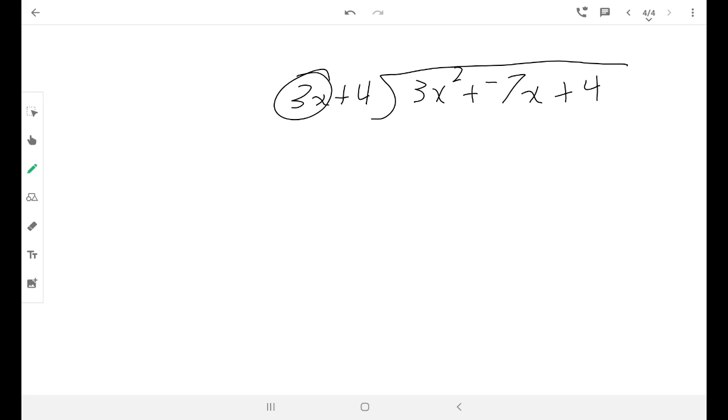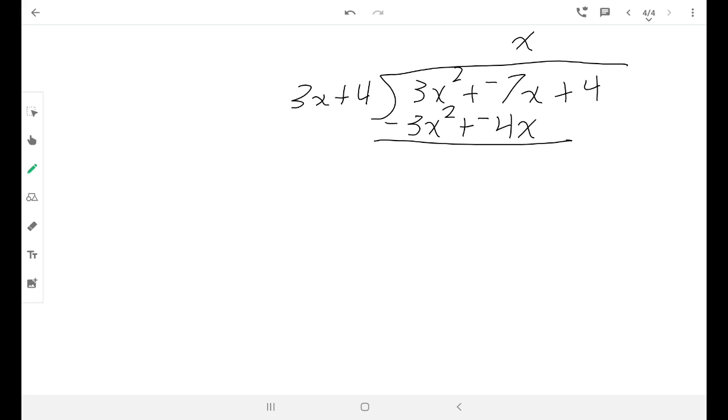So I need to multiply something by this to make that, and that'll just be x, right? 3x times x is 3x squared. So I'll put an x up here, and again, I'm going to distribute, and that'll get me what I need. So x times 3x is 3x squared, plus x times 4 is 4x. Change the signs, so I'm subtracting. So there was me changing the signs.